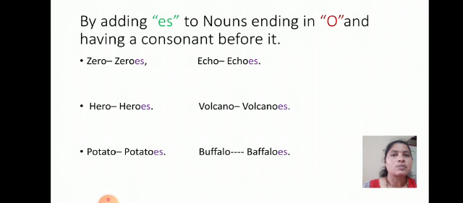Potato also ends with the letter O, but there is a consonant before O. So in plural form we add es at the end and it becomes potato, potatoes. Buffalo. The word buffalo also ends with O, but before O there is a consonant L. So in plural form we add es at the end and it becomes buffalo, buffaloes.